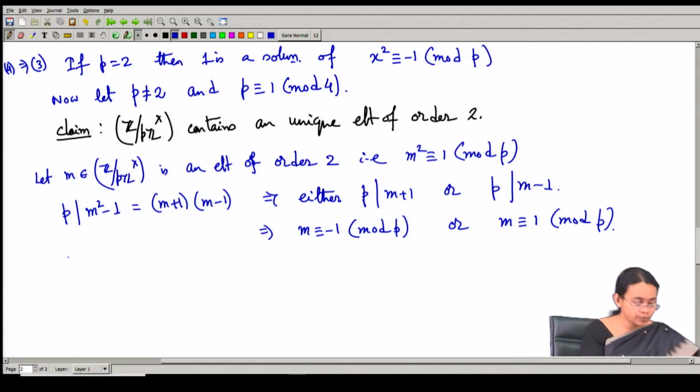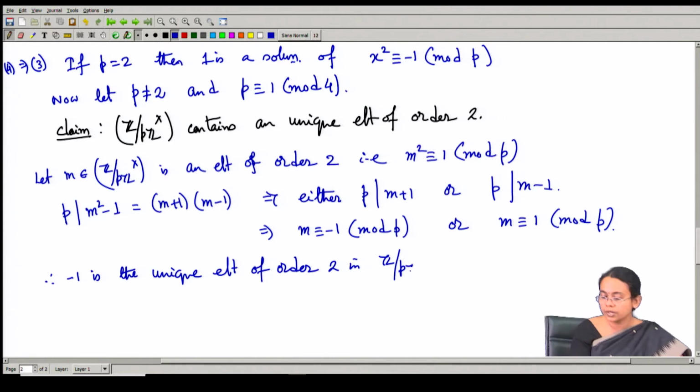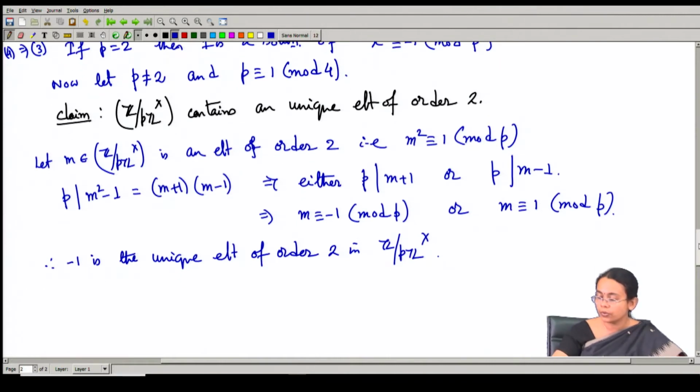So here we have proved that minus 1 is the unique element of order 2 in (Z/PZ)^×. This is the only element of order 2; the residue class corresponding to minus 1 in (Z/PZ)^× is the only element of order 2.